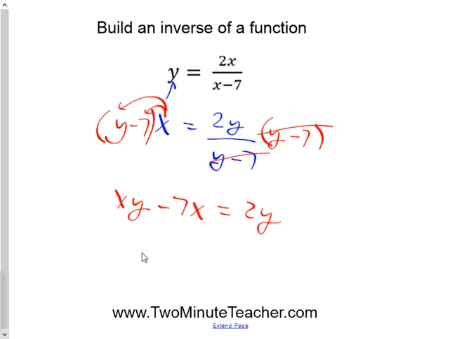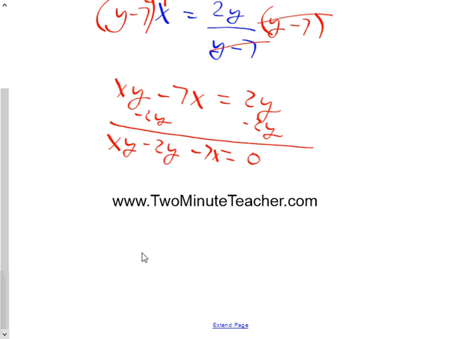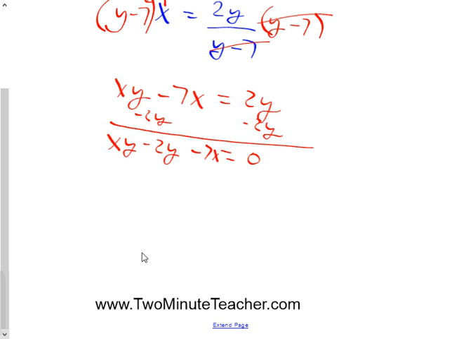In order to have a chance of getting y alone, I have to get all the y's onto one side. So next I'm going to subtract 2y from both sides. And now I have xy minus 2y minus 7x is equal to 0. Now I'm going to add the 7x to both sides, and I will just move this part down. We will have xy minus 2y is equal to 7x.